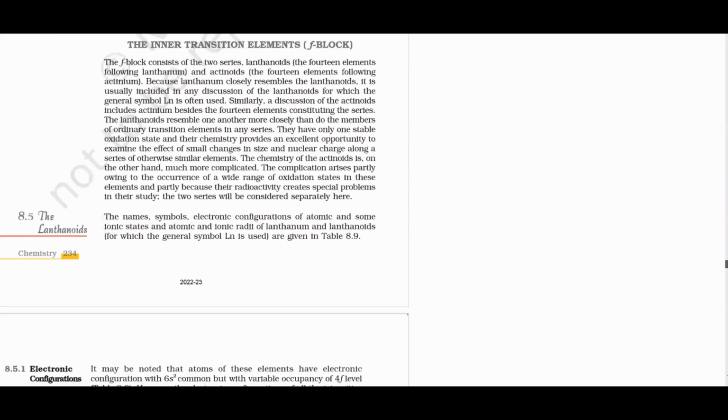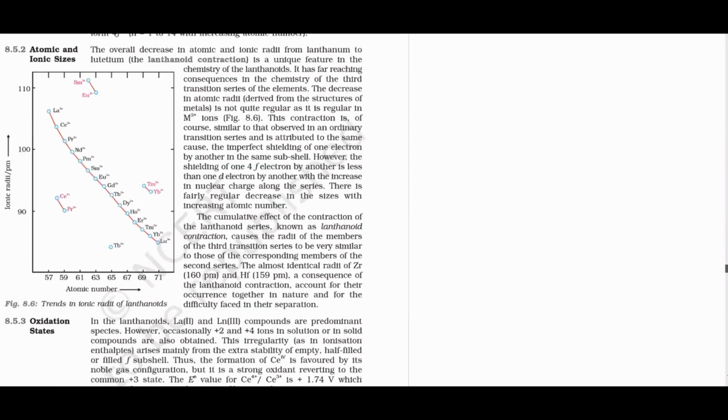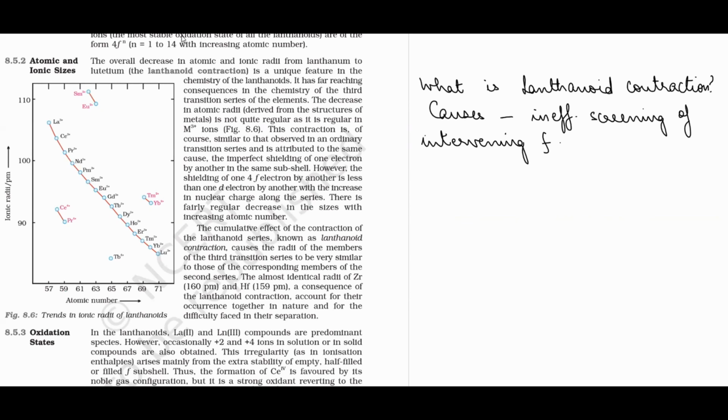Coming to lanthanoids. Lanthanoids, the common oxidation state is +3. Then lanthanoid contraction. What is lanthanoid contraction? Causes and consequences. It is the decrease in size with increase in atomic number. Then what are its causes? Causes due to ineffective screening of intervening f electrons, right? And what are its consequences? Similarity in radius. So these are the important things that come under this topic, lanthanoid contraction.